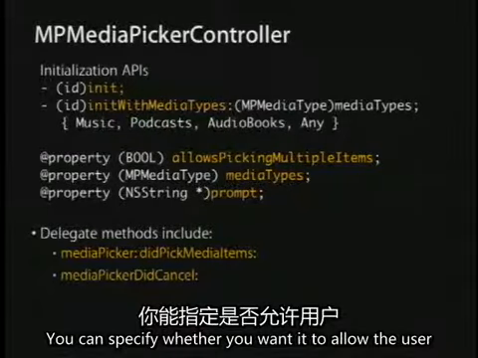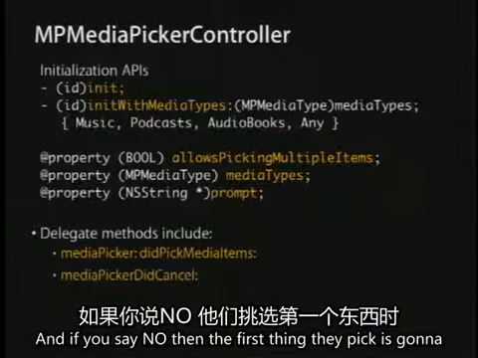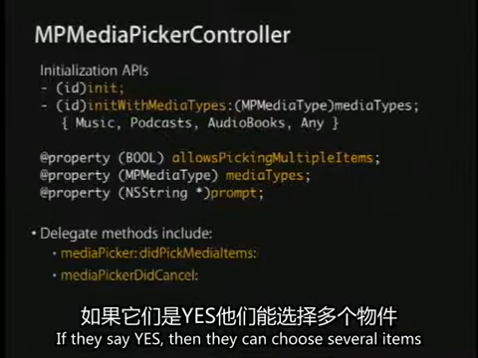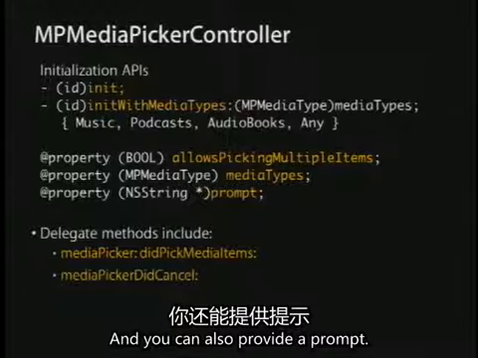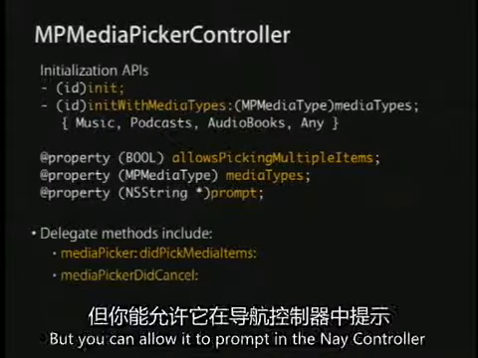You can specify whether you want it to allow the user to pick multiple items. And if you say no, then the first thing they pick is going to close it, and you get a callback. If they say yes, then they can choose several items, and it may have check marks or something next to it. And you can also provide a prompt. So actually, this must already be embedded in a modal view controller, but you can allow it to prompt in the nav controller.